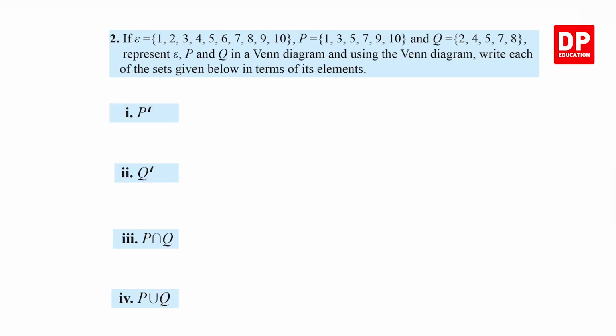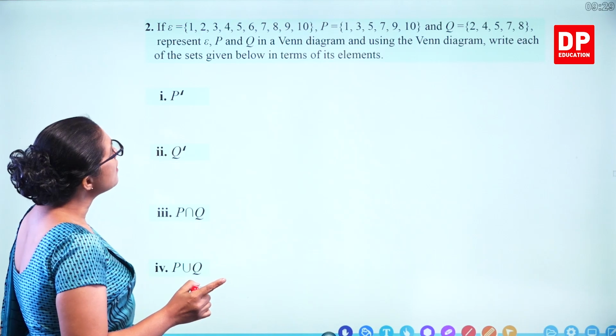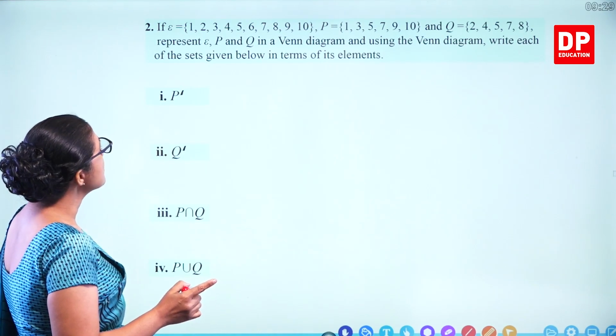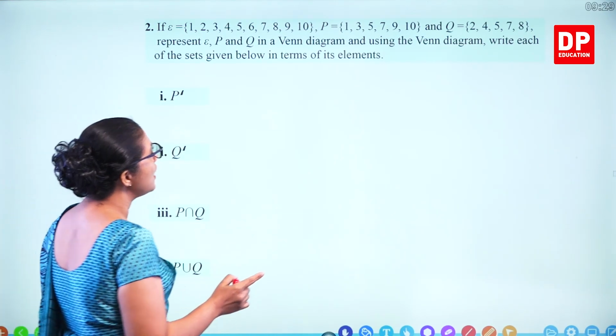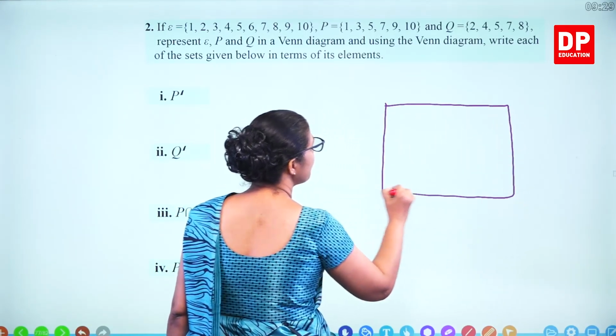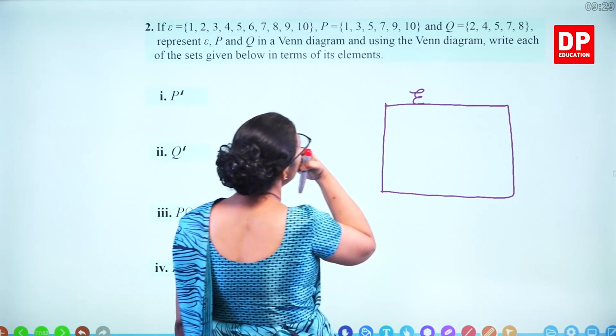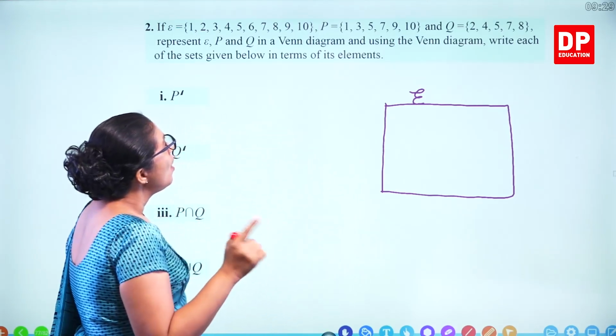You have given the universal set, P and Q. Represent the universal set, P and Q in a Venn diagram, and using the Venn diagram write each of the sets given below in terms of its elements. So we need to first draw the Venn diagram. This is the universal set and you get two sets.